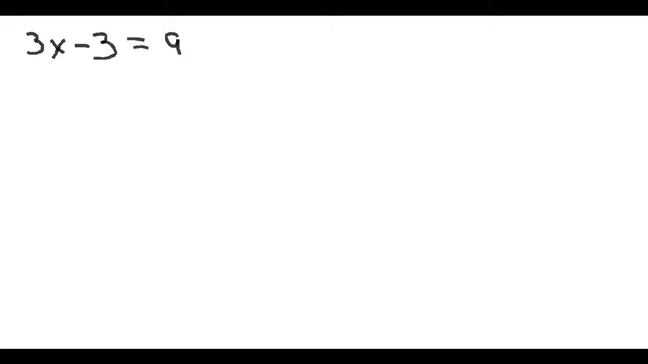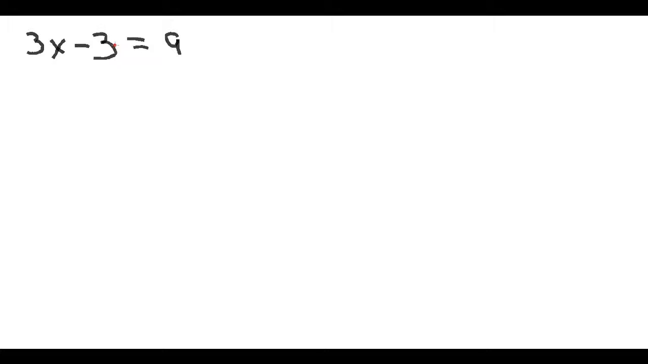Now the first thing we need to do, or what our goal is, is to get this 3x by itself. In order to do that, we need to get rid of this minus 3 somehow. If we can get this minus 3 onto this side, then it will be easier for us to get the 3x, to find out what x is. So the first thing we would do is add the reciprocal of negative 3.